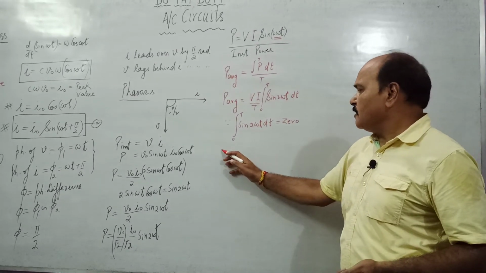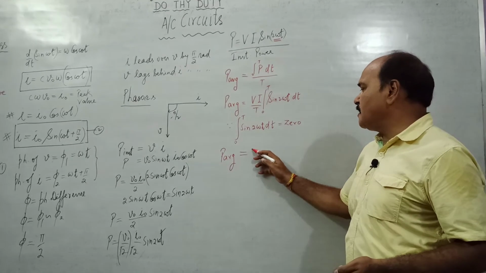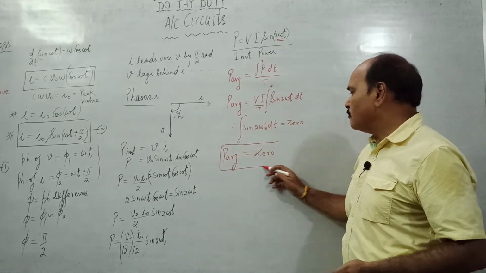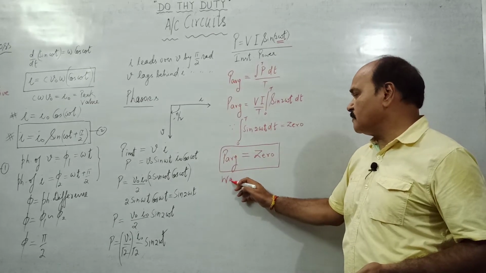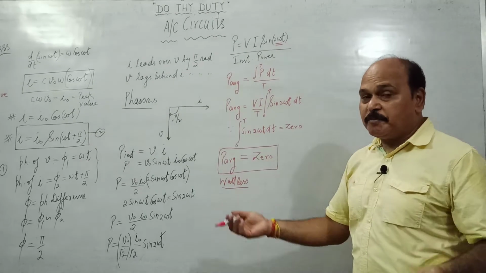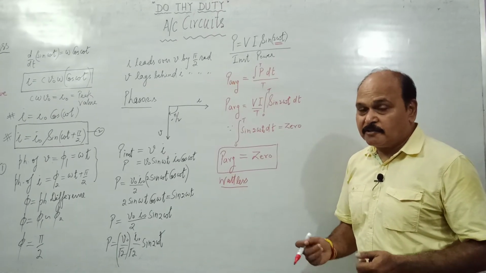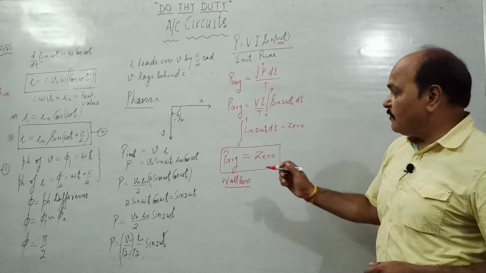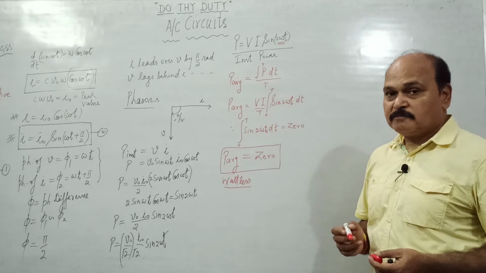So what does this mean? This simply means the average value of power across capacitor is 0, without power. This is what is called wattless. No power means without power, and without power means wattless. So this condition of 0 power is called wattless, and this is very, very important with regard to capacitor. Average value of power consumed across capacitor is 0.